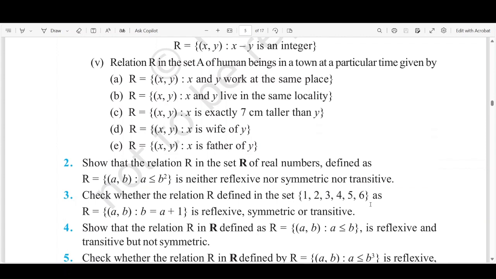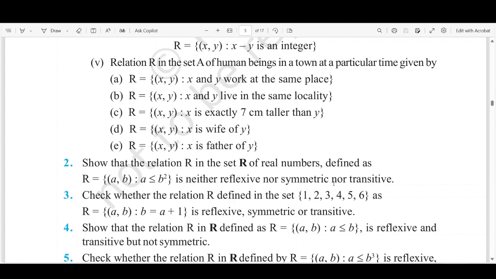Fifth one, a relation R in the set A of human beings in a town at a particular time given by. So number one, R equal to the set of all (x, y) such that x and y work at the same place. So here if you take an element x, then it will be related to itself because x and x can work at the same place, right? So 5a, the relation R is reflexive.